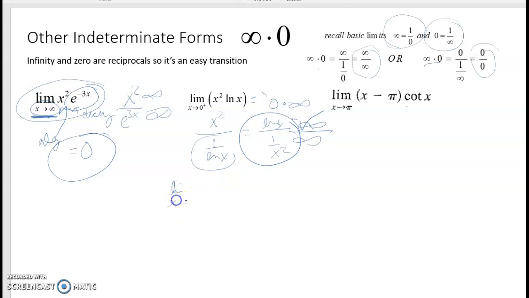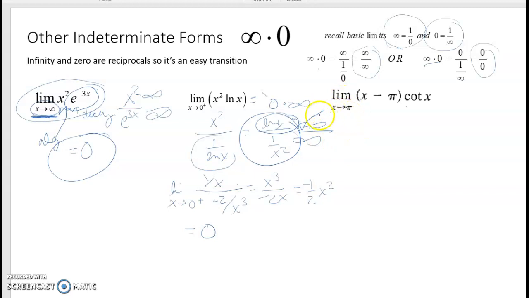So the limit as x goes to 0 from the positive side. Derivative of ln of x is 1 over x. Derivative of 1 over x squared, I told you you'd get fast at these, is negative 2 over x cubed. We're going to simplify that. This division is the same as multiplying by the reciprocal. So we're at x cubed over negative 2x. Oh, that's negative 1/2 x squared. The limit of that as x goes to 0, that thing goes to 0.